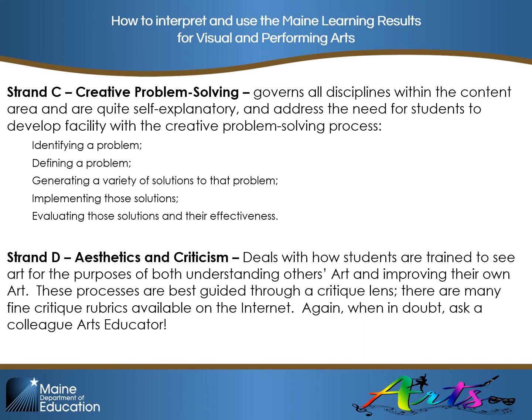Strand D, titled Aesthetics and Criticism, deals with how students are trained to see art for the purposes of both understanding others' art and improving on their own art. These processes are best guided through a critique lens. There are many fine critique rubrics available on the internet, but again, if you're ever in doubt, ask a colleague arts educator or reach out to me here at the Department of Education.